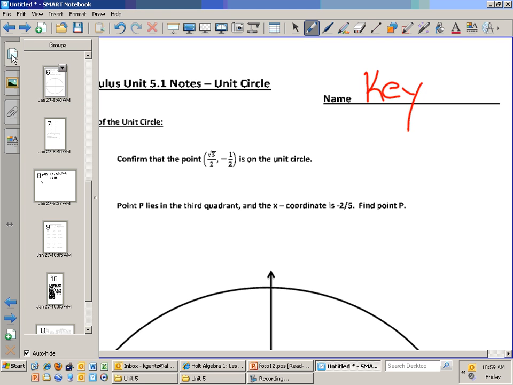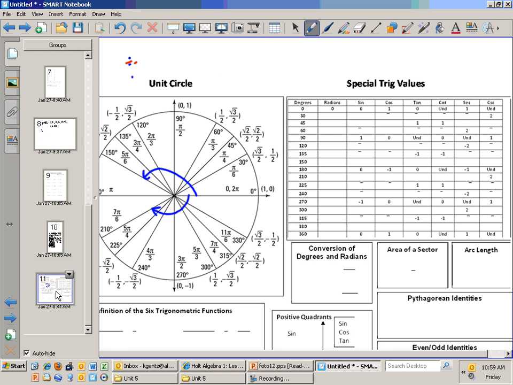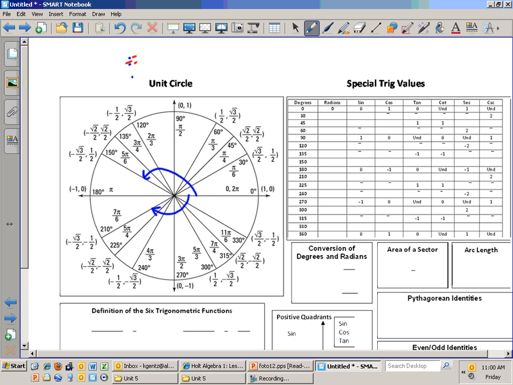You also need to make sure that you have this sheet out right here. Please make sure that it is out. You need one of these.